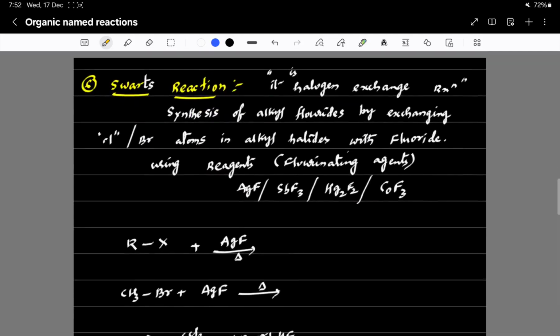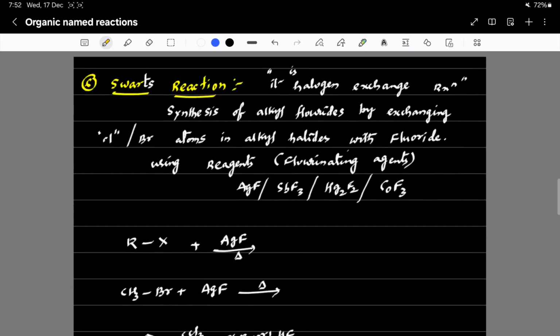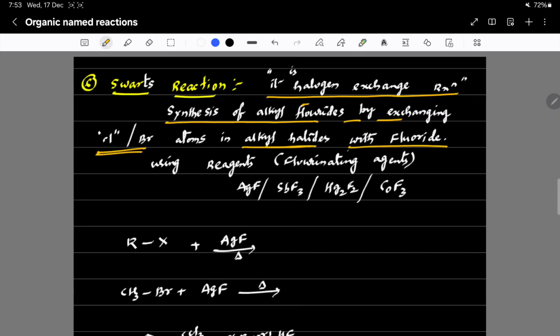Next, we will discuss the Swarts reaction. The Swarts reaction and the Finkelstein reaction are both halogen exchange reactions only. This is very good for only primary alkyl halides, right? A very good yield is not possible for secondary and tertiary alkyl halides. So it is a halogen exchange reaction: synthesis of alkyl fluorides by exchanging chlorine and bromine atoms in alkyl halides, right, with fluoride.